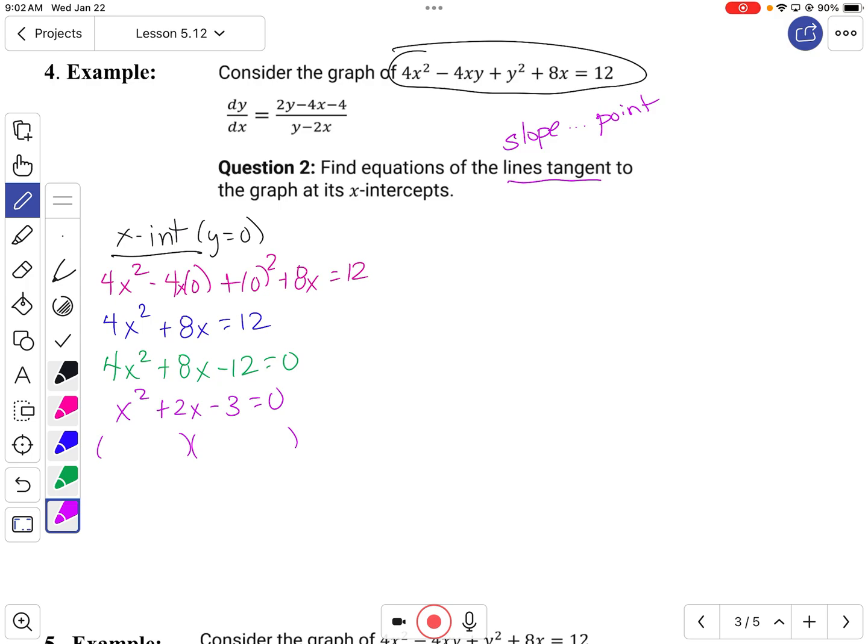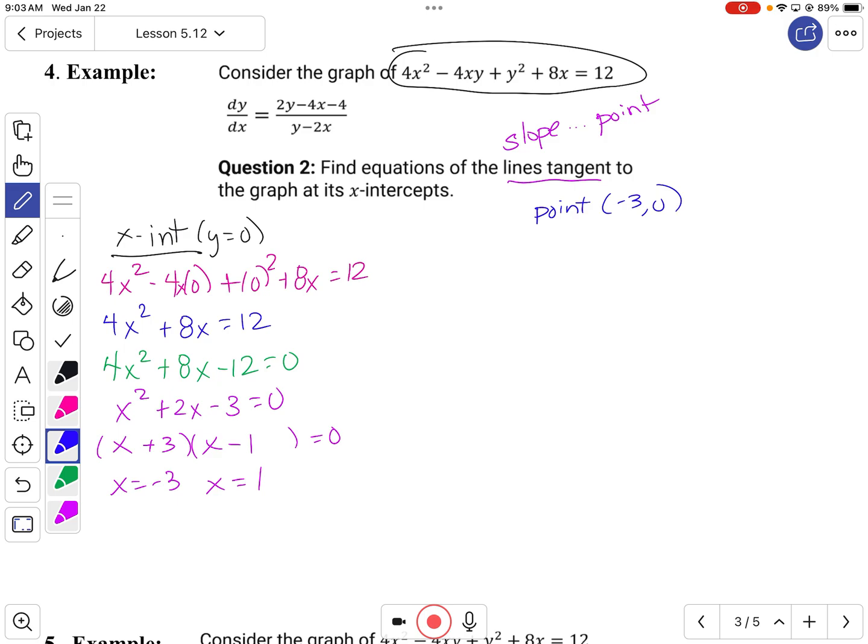X equals, let's see, plus 3 minus 1. And so x is negative 3 and x is 1. Okay, so does everybody agree with that? We found the x values. Now, do we know how many tangent lines we're going to have to write? 2, because we have how many intercepts? 2, okay? So, the first one, my point is negative 3, 0, right?